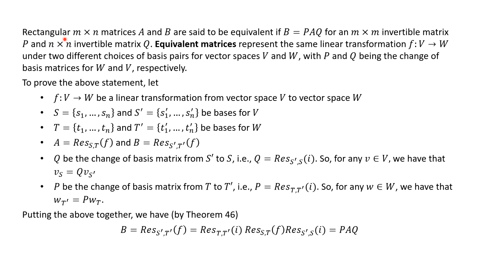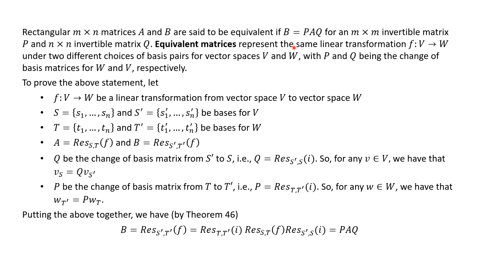Given rectangular M by N matrices A and B, they're said to be equivalent if B equals P times A times Q, where P is an M by M invertible matrix and Q is an N by N invertible matrix. That's the definition. Then we have a theorem.